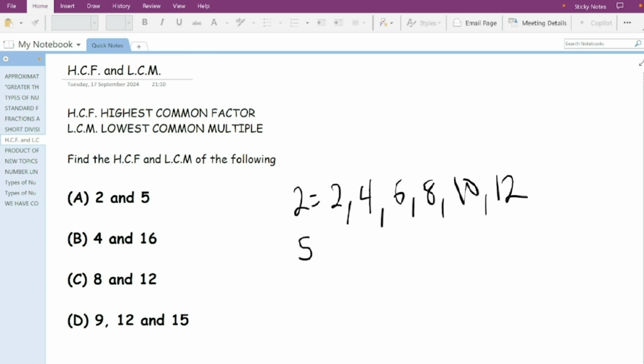Then we'll go to multiples of 5. Multiples of 5 are 5 times 1, 5, 5 times 2, 10, 5 times 3, 15, 5 times 4, 20. I think that's enough. These are the multiples of 5.